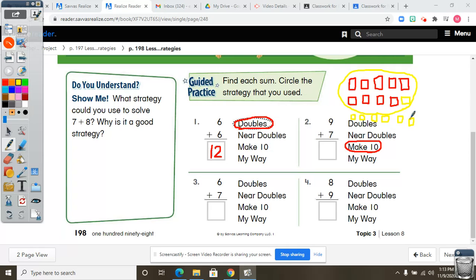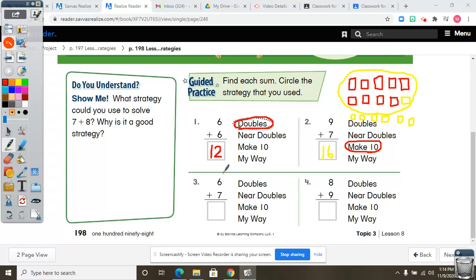Okay, now let's count it up and let's see what the answer is for 9 plus 7 equals blank. Okay, let's start with this. We know this is 10, so say 10, 11, 12, 13, 14, 15, 16. So 9 plus 7 equals 16. Now, if you had a different way that you wanted to do it that is not listed here, you could pick my way and then solve it that way.